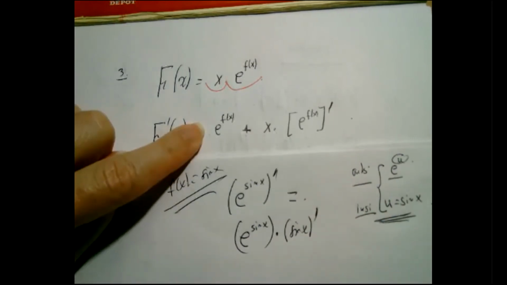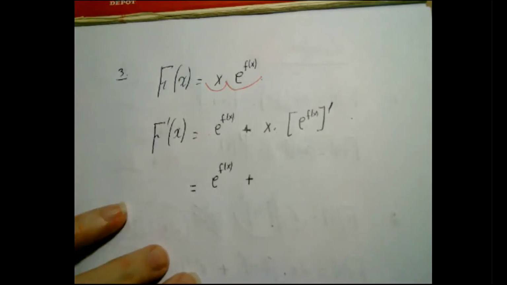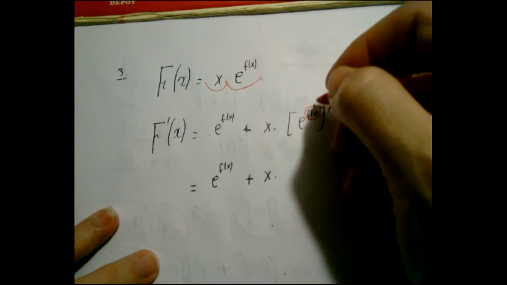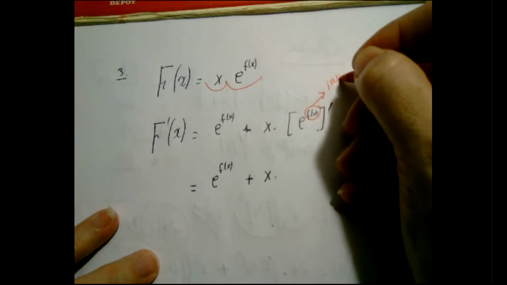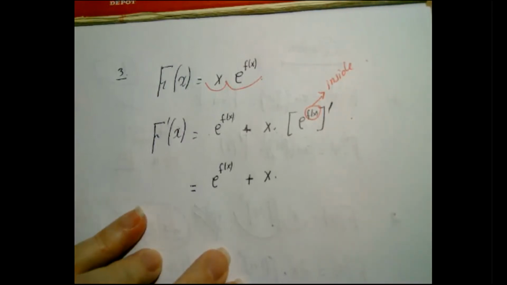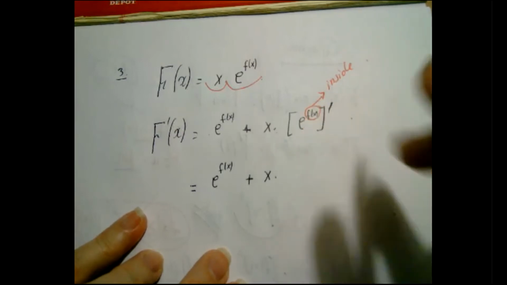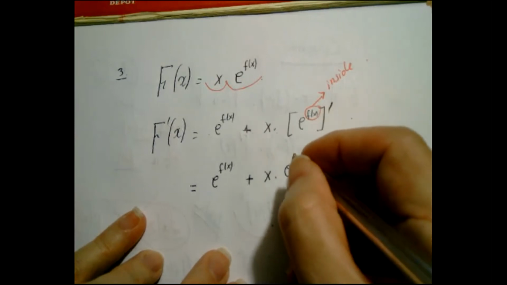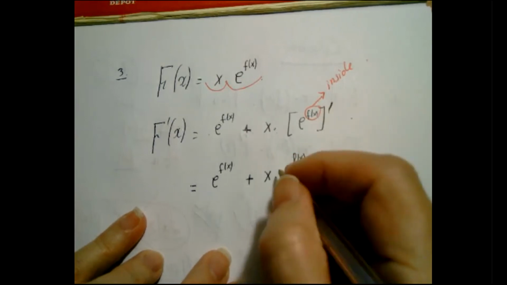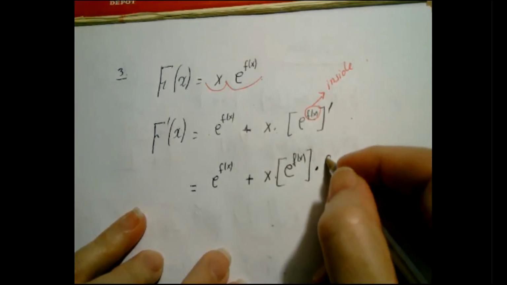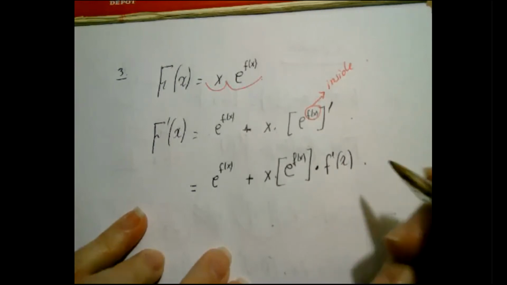Okay. So what's going to be the derivative here? It's the same thing, e to the f of x times the derivative of my inside. And the outside is e to the u. So the derivative of e to the u is e to the u, but instead of u, I put f of x. Derivative of the outside, evaluated at the inside, times the derivative of the inside, which is f prime of x.